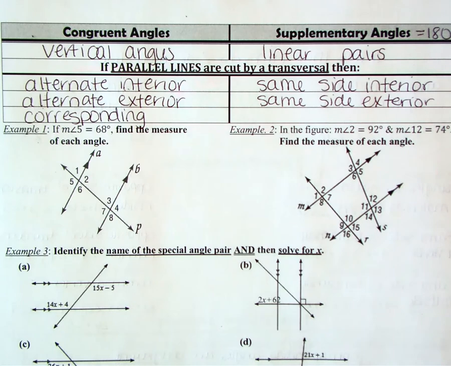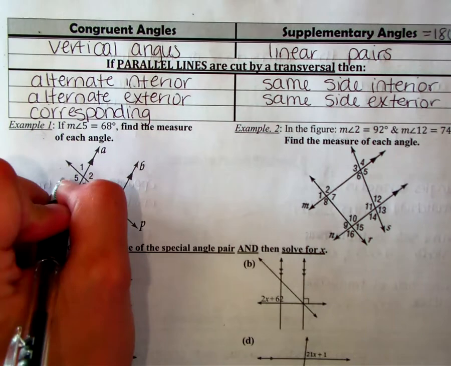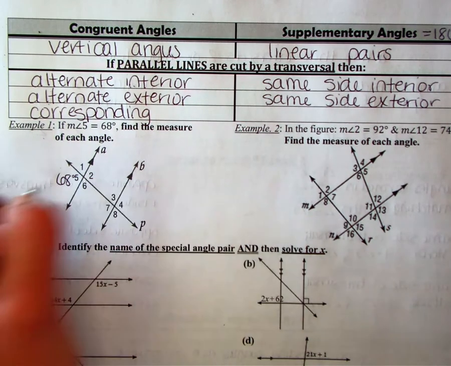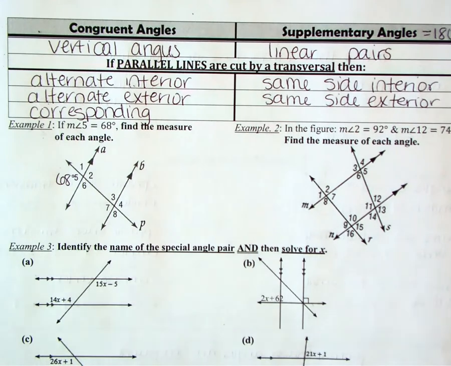So in example 1, we're told that the measure of angle 5 is 68 degrees. Find the measure of every other angle. So if we start with 68 degrees, we can start by using what we know about vertical angles. We can start by using what we know about linear pairs. We can use alternate interior, alternate exterior, corresponding. We can use any of the ones that we know. And so there's lots of different ways to fill this in. I like to start with my vertical angles.